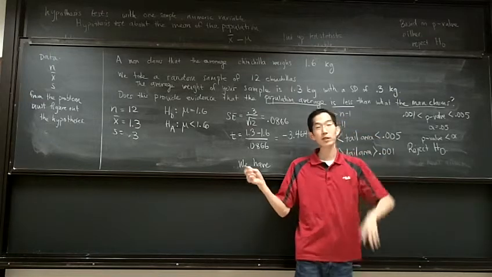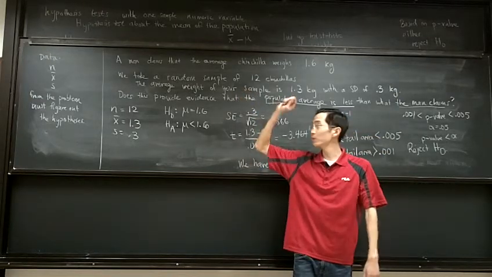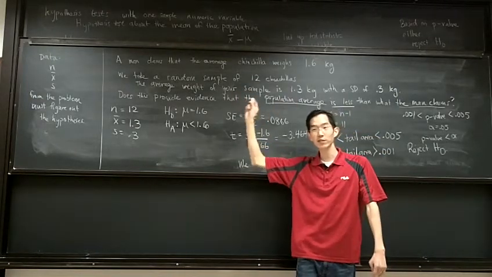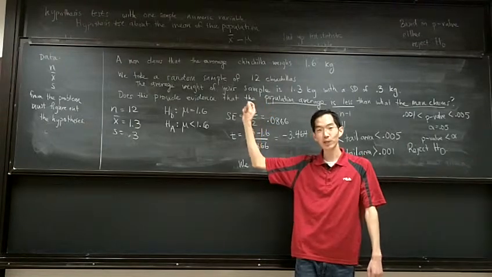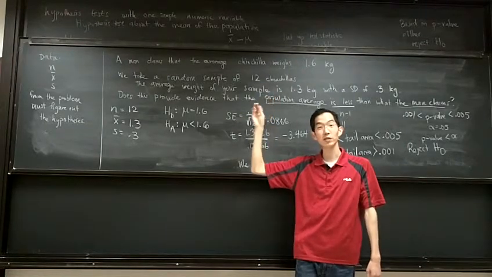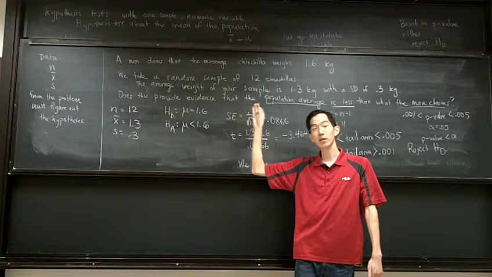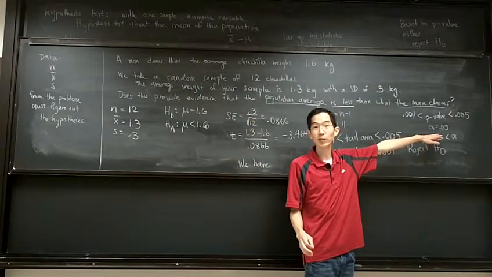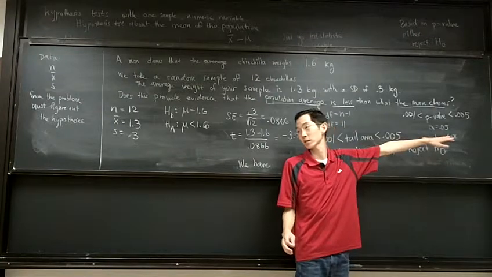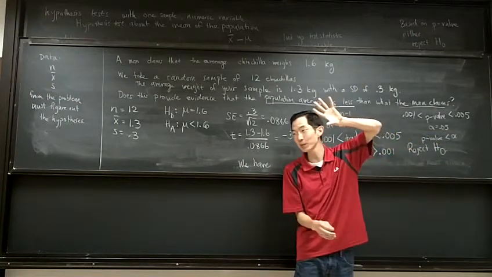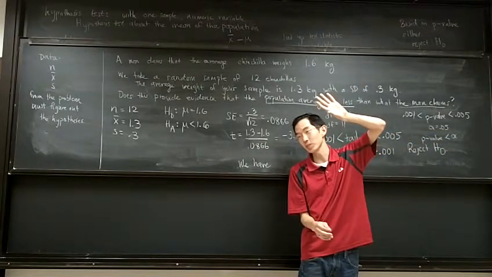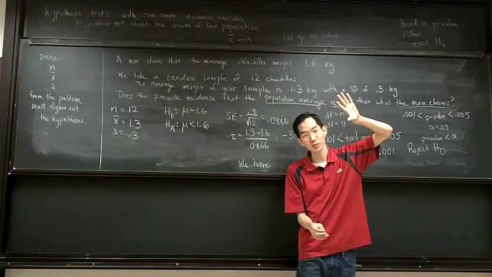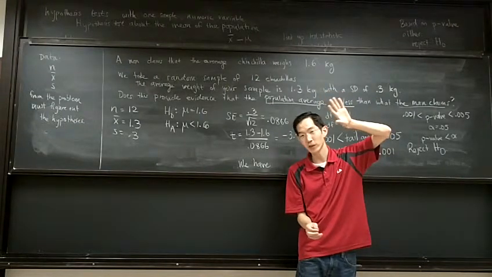Sometimes in the problem it will say use a significance level of this, or use alpha equal to this. Sometimes it's not written in the problem. If it's not written in the problem, assume alpha is 0.05. Always. Okay? If it's written in the problem, use what's written in the problem. If it's not written in the problem, assume 5%.